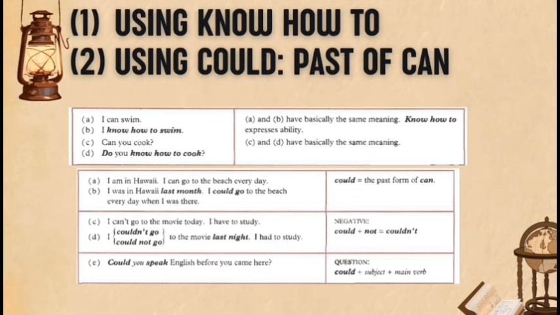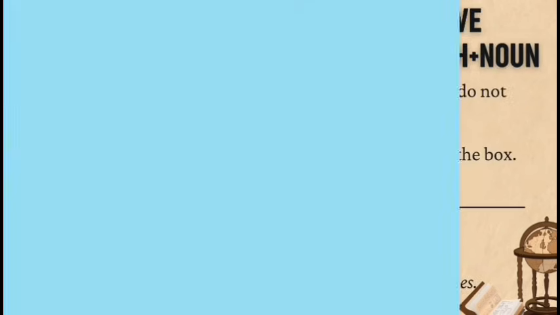Could is the past form of can. For example, I was in Hawaii last month. I could go to the beach every day when I was there. Question form of could: could plus subject plus main verb. For example, could you speak English before you came here?